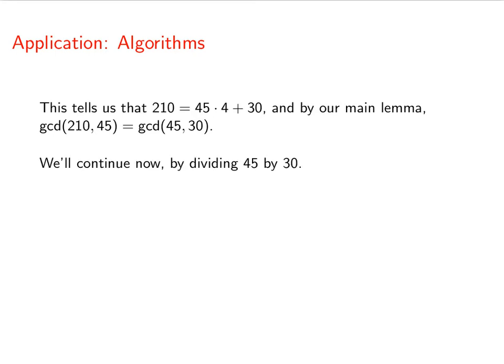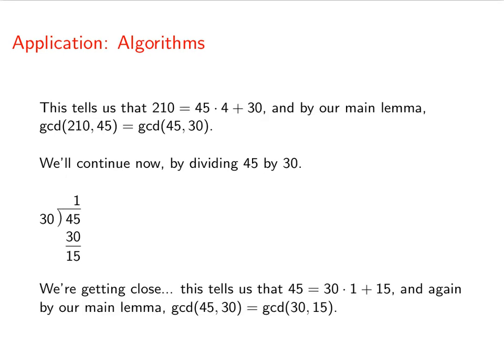Now we're going to continue. We'll divide 45 by 30. Again, we get an answer of 1 and a remainder of 15. All right, that's getting close. This is telling us that 45 is equal to 30 times 1 plus 15. And now our main lemma tells us that the GCD of 45 and 30 is equal to the GCD of 30 and 15. All right, maybe you can look at this and see the answer. Let's keep going.